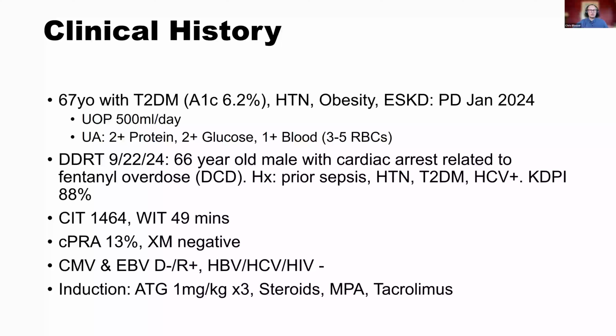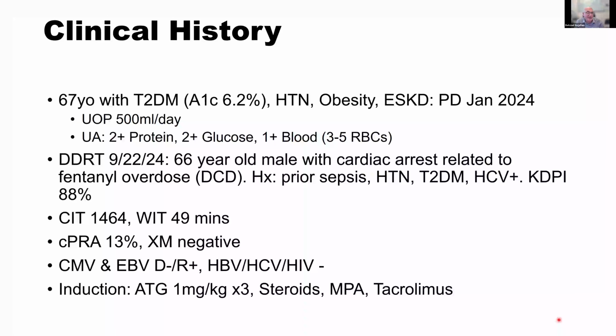The recipient had a PRA of 13%. Thankfully, the cross-match was negative, and we went ahead with induction with ATG, steroids, myfortic, followed by tacrolimus. You'll note that his CMV and EBV were both positive, and Hep C, HIV, and hepatitis B were all negative for the recipient. Thank you.